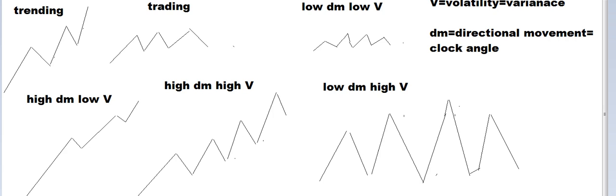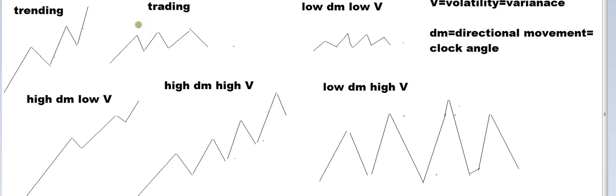So to get started, let's talk about the two basic types of market environments. We have a trending market, which has strong directional movement. If you haven't watched my episode on trend lines, I would watch it. It gives a good explanation on directional movement. Basically, is the market moving strongly in one direction, either up or down? And if it is, it's considered a trending market.